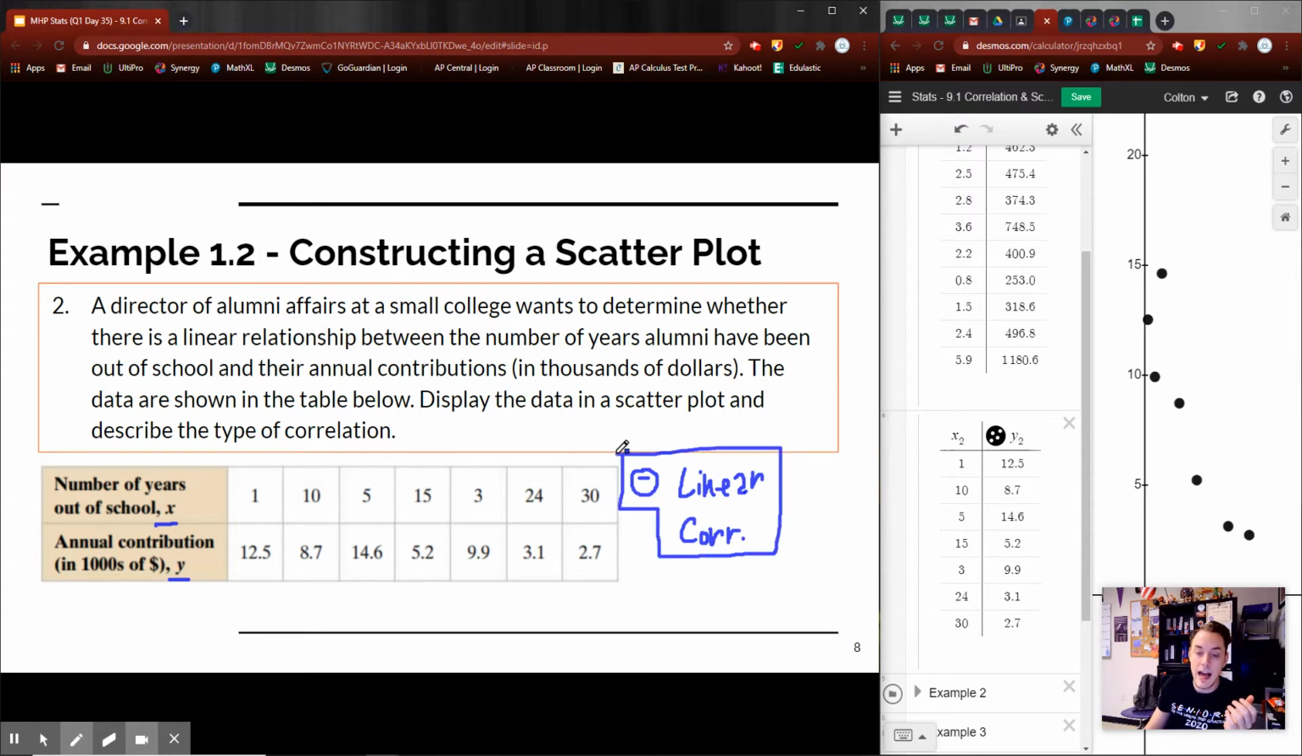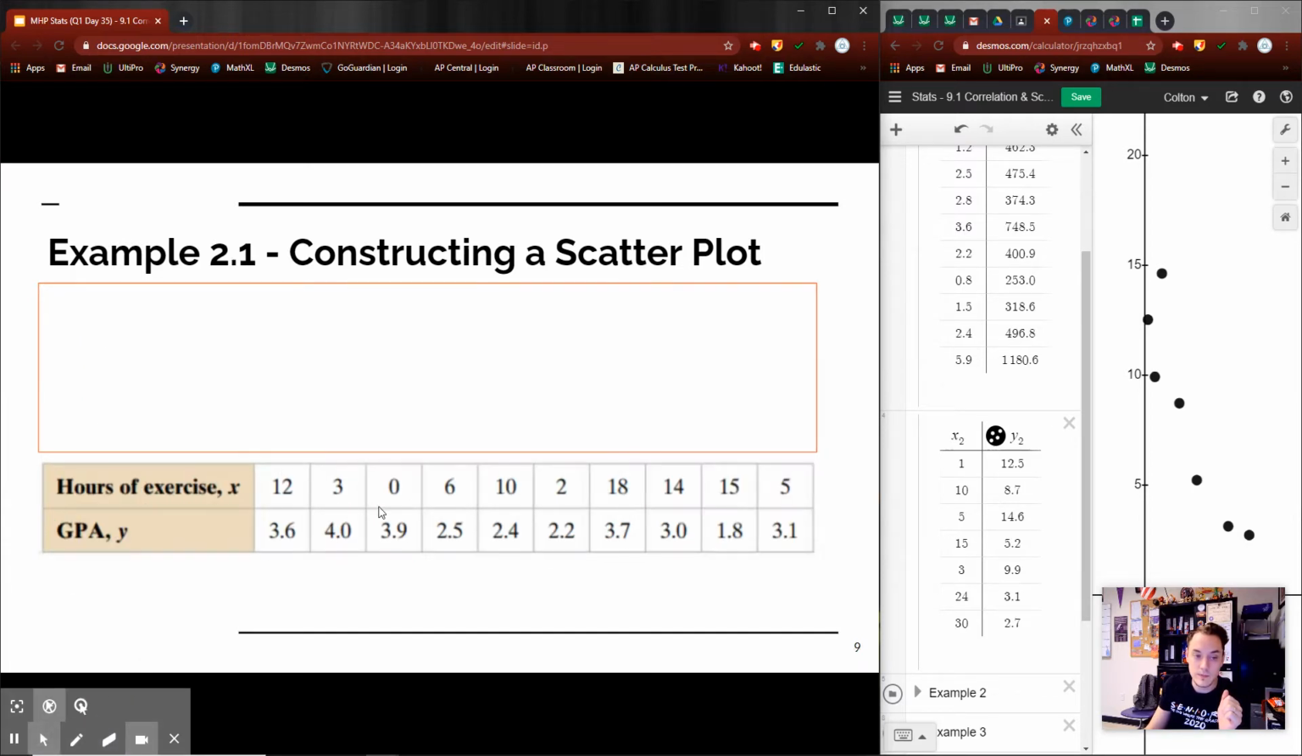So what does that mean? As the number of years out of school increases, my X, as that increases, my annual contributions in thousands of dollars tends to decrease, which makes sense. The more you're out of school, the more you're not going to give to the school because you're probably dead or you have other financial obligations like retiring and so forth, right? So you have that kind of mentality. Make sense? Awesome. So I hope that's awesome for you. Let's erase and let's go on to example 2.